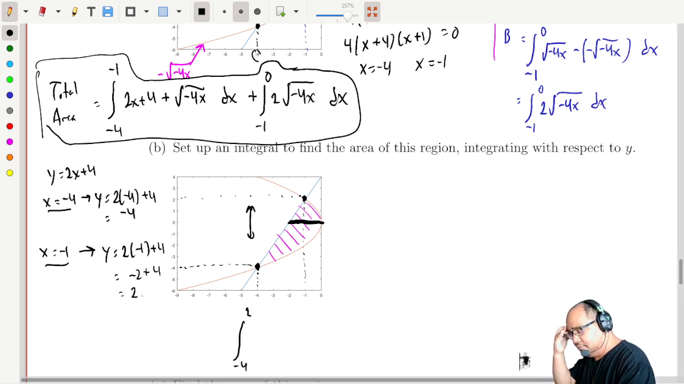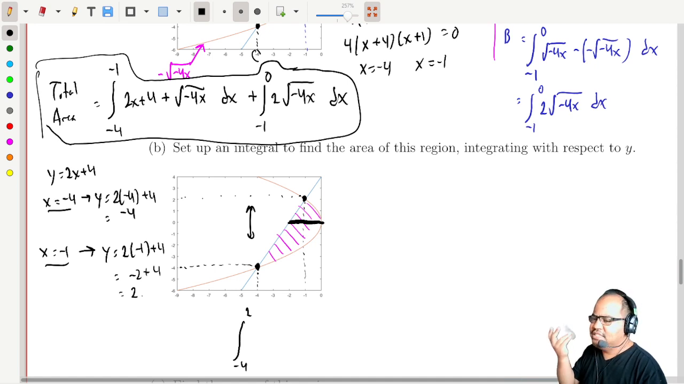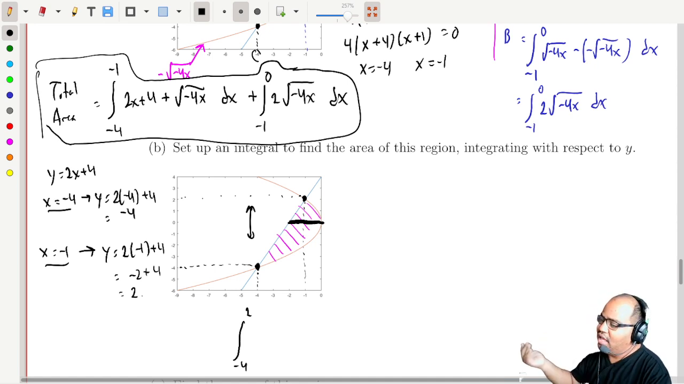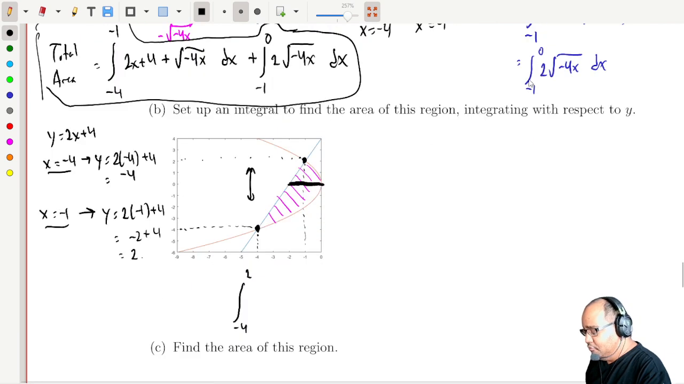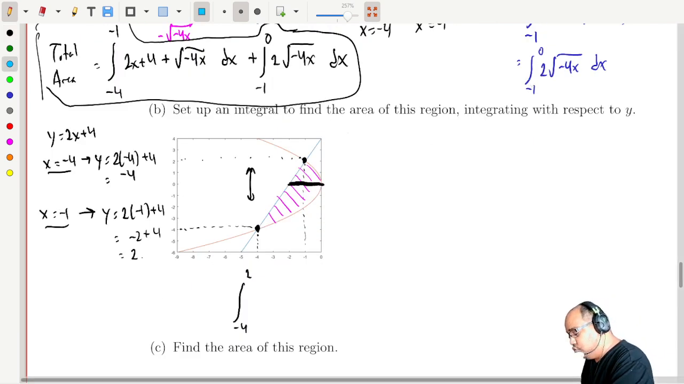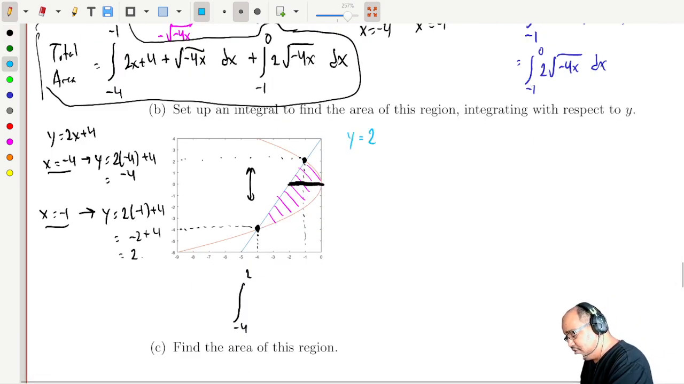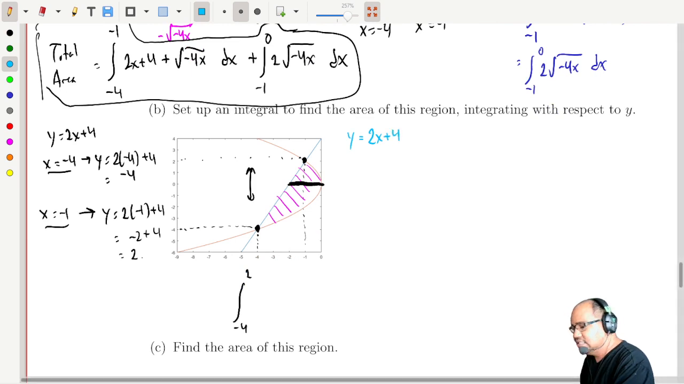So let's go ahead and set that up. But now I need to express those curves as functions of y instead of functions of x. Well, for one of them, it's actually pretty easy. And in fact, I think it is easy for both of them. Got to be a little careful here. So let's start with the line, which is again in blue. So y equals 2x plus 4. I want to solve this for x. So we'll subtract 4 on both sides.